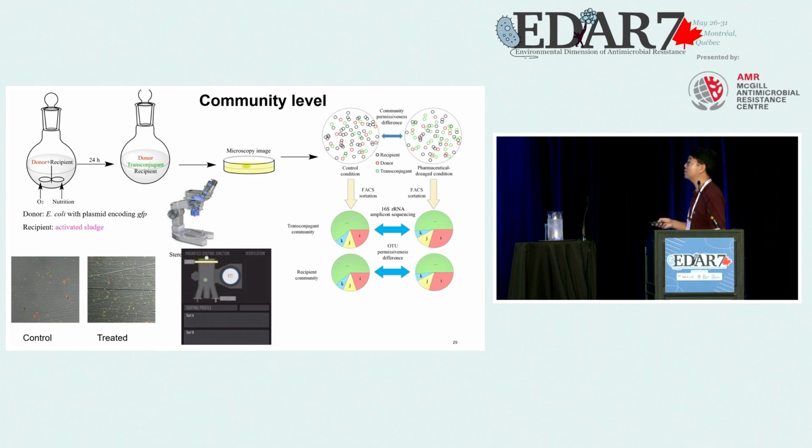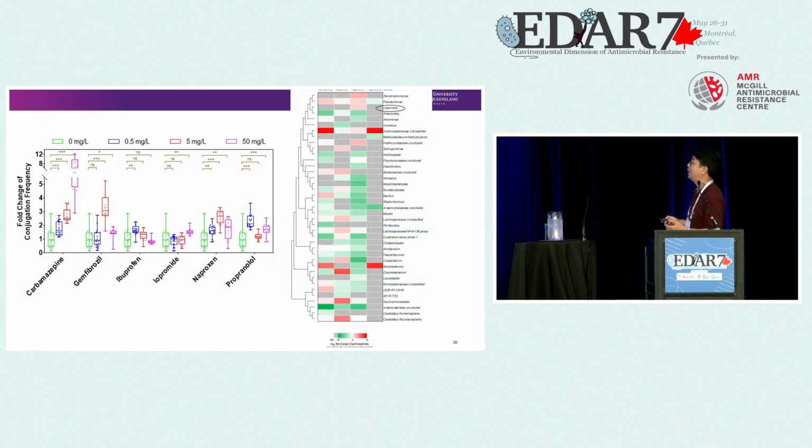That's why we can do cell sorting. We can sort out the black cells, red cells, and the gray cells. The gray cells mean transconjugants. Then we can run 16S sequencing, and we can identify who becomes the transconjugants.